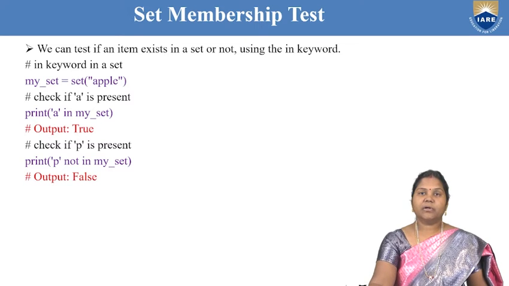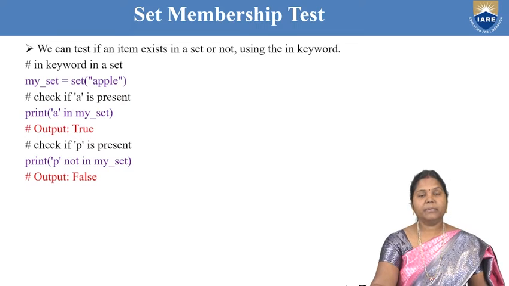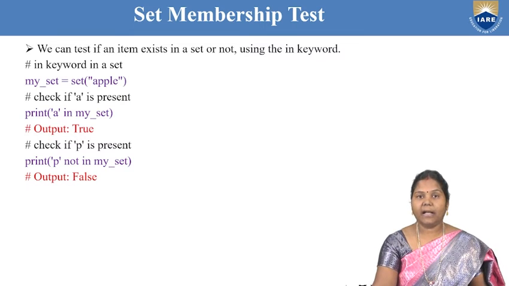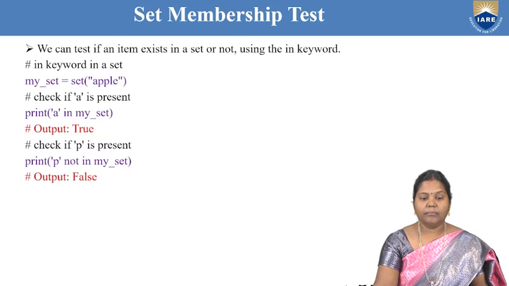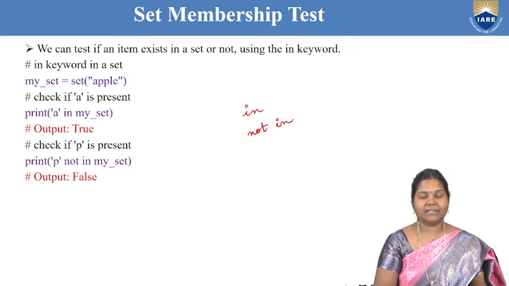Now, next operation, let us talk about the set membership test. That means checking whether a particular element is present, or is a member of the set, or not. For that, the membership operators are there: in and not in. We can test if an item exists in a set or not using the keywords in and not in. So in and not in are known as the membership operators in Python.